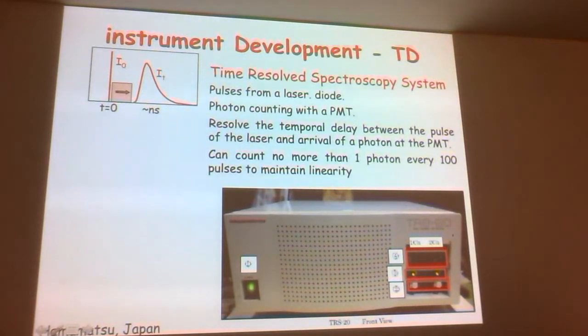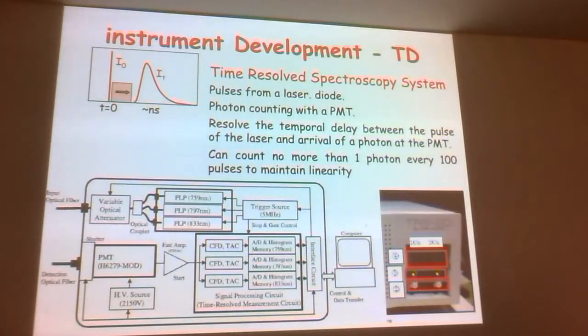Hamamatsu is now selling this time domain system, where they have picosecond pulse laser diodes, and they're using photon counting photomultiplier tubes in order to measure the arriving photons and the time delay of the arriving photons. I don't think we need to go into the details of how that works. Basically, this commercial system has 3 different wavelengths that the lasers are pulsed one at a time. It's time-encoded. They're all put fiber optically into the same fiber, which is then delivered to the subject.